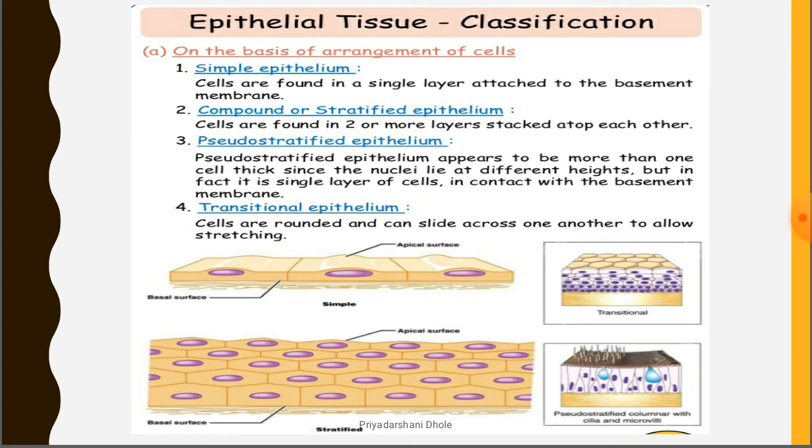This is the second diagram. This is the apical surface, the basal surface, and more than two layers are present. Then pseudostratified epithelium. It appears to be more than one cell thick since the nuclei lie at different heights. You can see the diagram, but in fact it is a single layer of cells in contact with the basement membrane. And the fourth one is the transitional epithelium. The cells are rounded and can slide across one another to allow stretching.